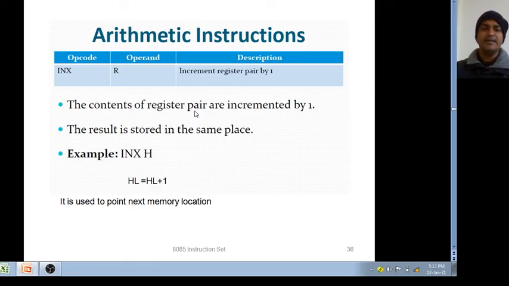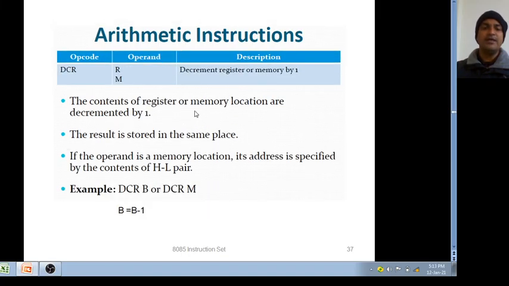Similarly for decrement, DCR and DCR M. DCR R means R equal to R minus 1, DCR M means M equal to M minus 1. Suppose DCR B equal to B minus 1. For DCR M, the contents of a memory location are decremented by 1 and stored in that memory location, which is pointed to by the HL register pair.